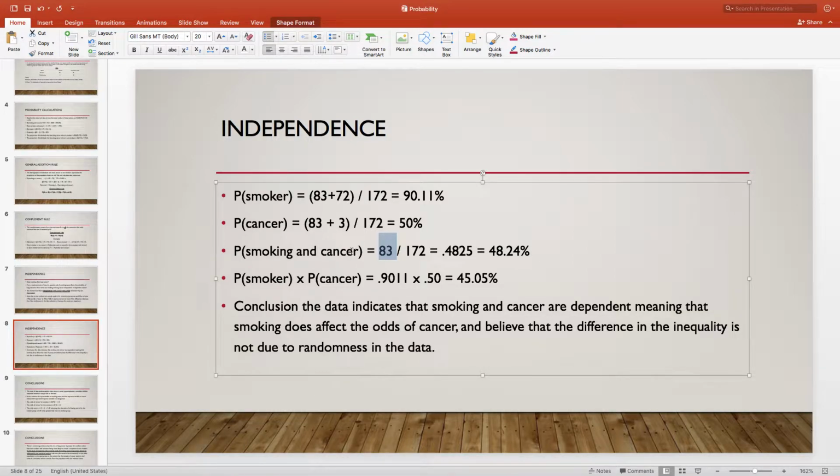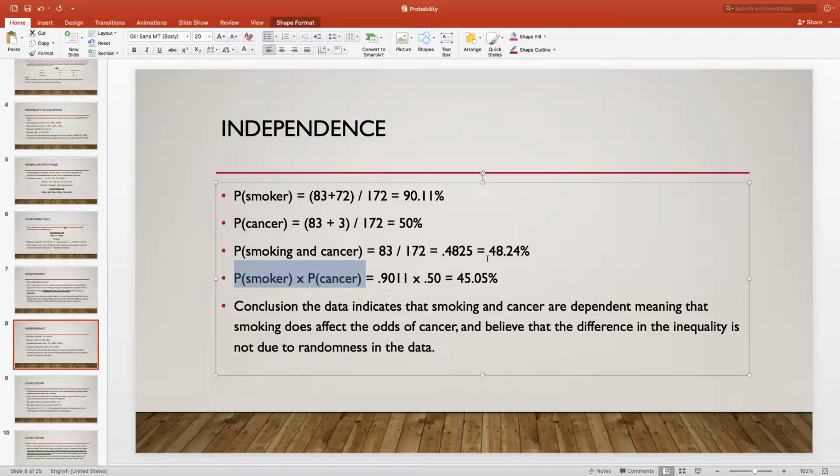If smoking and cancer are independent, I can just multiply them, and I do that here. That's 45%. Now the question you should be asking yourself is, is 45% approximately 48%? Would one observation here or there, being a different category, affect it? And if so, by how much? But as you can see, or you probably guessed, one or two observations going in a different category isn't quite going to bump you up to 48%.